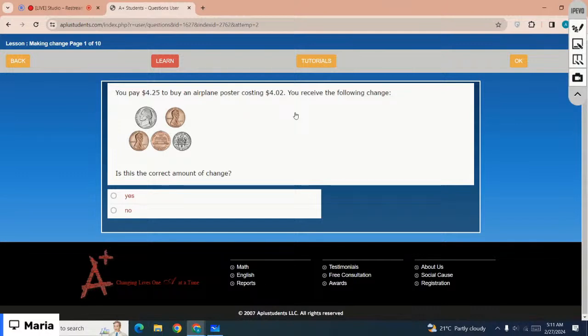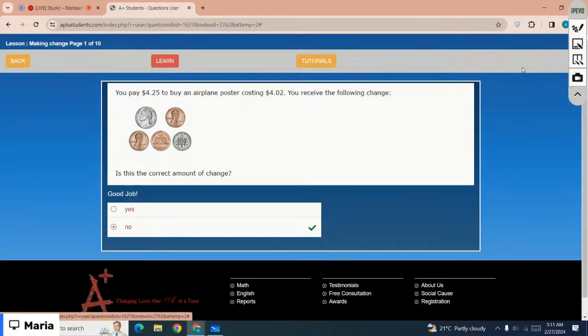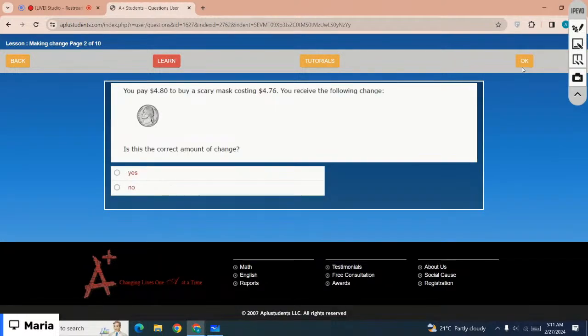The correct option is no, right? Because this is more, you must have 23 pennies. So this is 23 pennies, but this is more than 23 pennies. The correct option is no. Okay, the next one is, you pay $4.80 to buy a scary mask costing $4.76. You receive the following change. Is this the correct amount of change, which is the correct option?